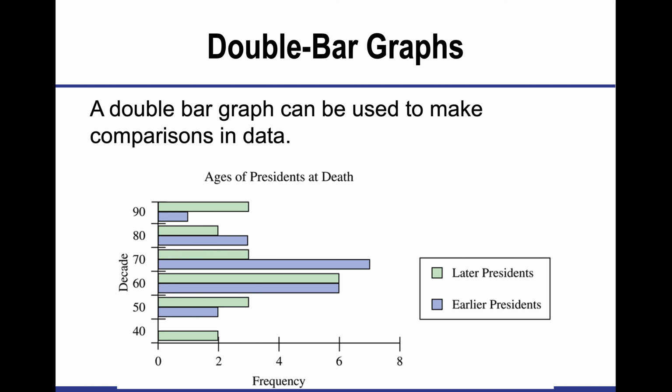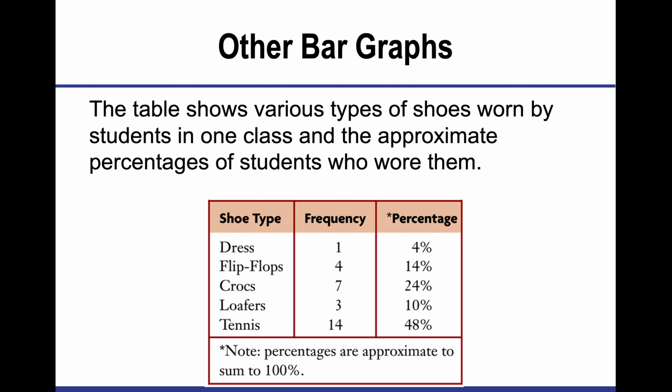A double bar graph can be used to make comparisons in data. So maybe, and this is not the best example, I want to know about girls versus boys. I could use a pink bar for girls and a blue bar for boys. Or maybe I want to know about blondes versus brunettes. So you can show two bars at one time. They're going to be a little bit skinnier, but they're going to follow that same frequency value.